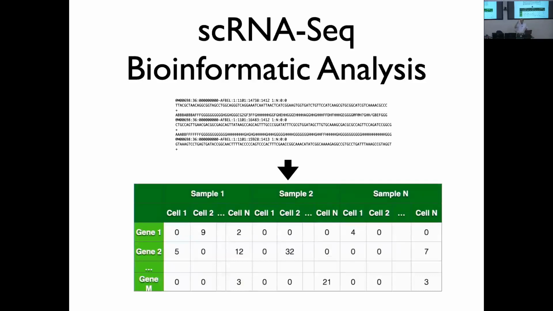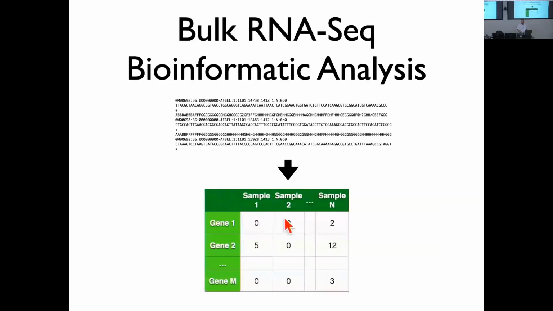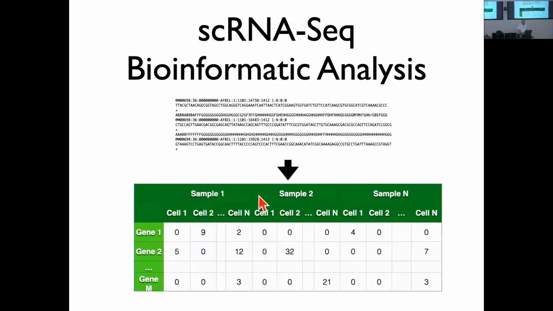It's just that you can think of it as adding another dimension, or stretching this sample dimension, so that here, for each gene, you have one count value for each sample. Whereas here, instead of taking the sample as a whole, you're subdividing that sample into individual cells, so that for sample 1, cell 1, you have 0 counts of gene 1, 5 counts of gene 2, 0 counts of gene M. And then for cell 2 in sample 1, you have 9 counts of gene 1, 0 counts of gene 2, 0 counts of gene M.